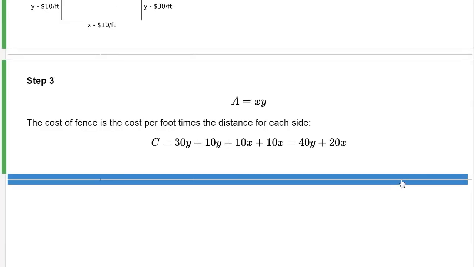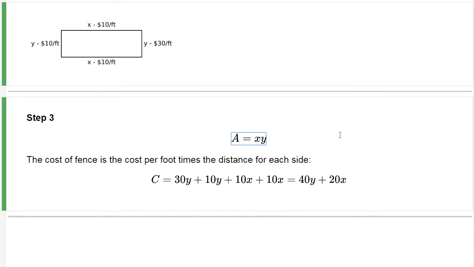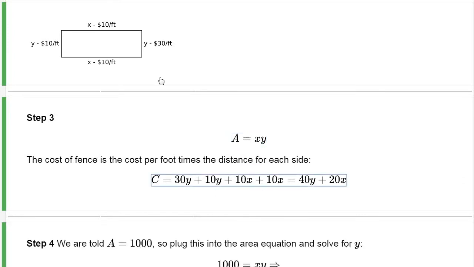All right. Set up my equations. So area is x times y. Cost is the cost per foot multiplied by the number of feet. The number of feet here of this side, for example, is y. y feet multiplied by $30 per foot gives you the number of dollars. So 30y is the cost of this one side. 10y is the cost of this side over here. $10 per foot for the fence multiplied by y, this width here. 10x is the cost of this side. 10x is also the cost of this side. So we have 30y, 10y, 10x, 10x, which gives us 40y's and 20x's.